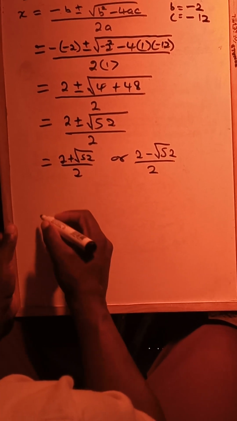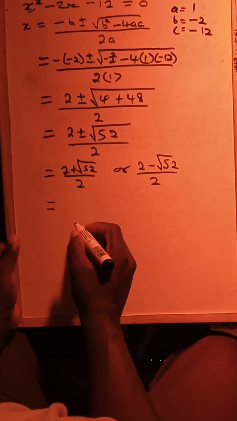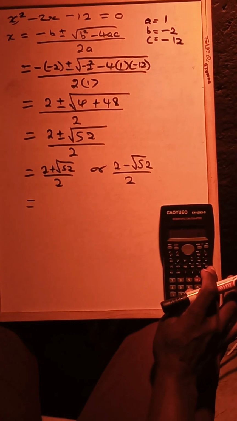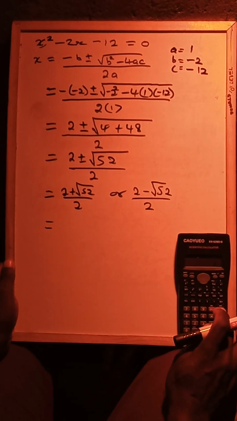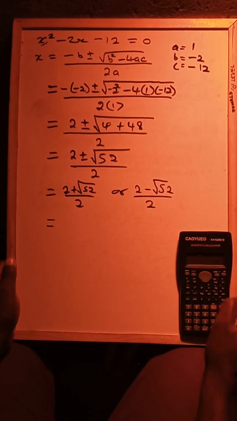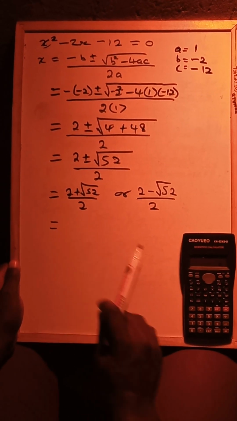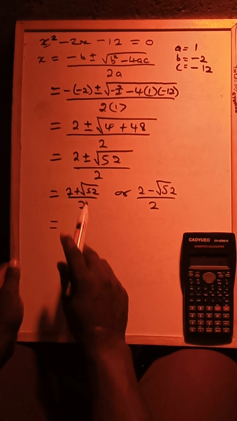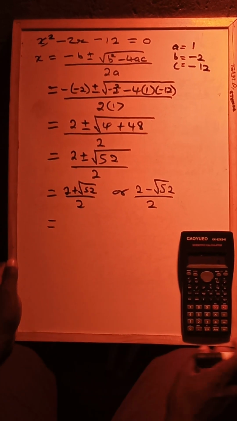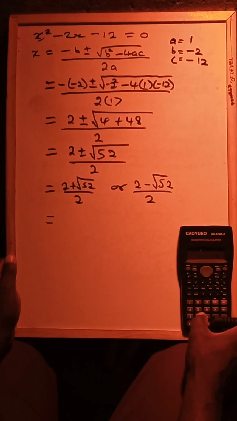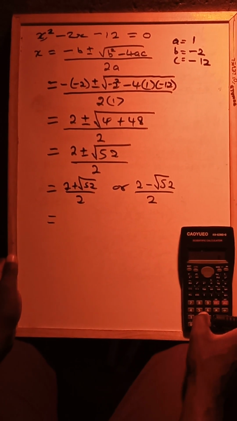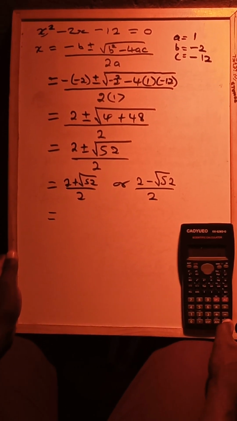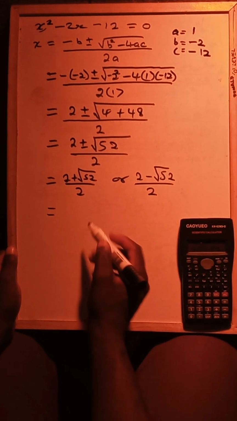Alright, now we need to use our calculators to get the answers. Very, very simple. I say open bracket 2 plus square root of 52, close the bracket, divided by 2. We get the answer, which is 4.61.